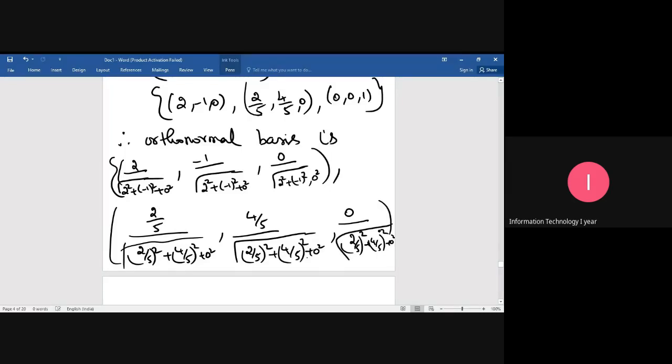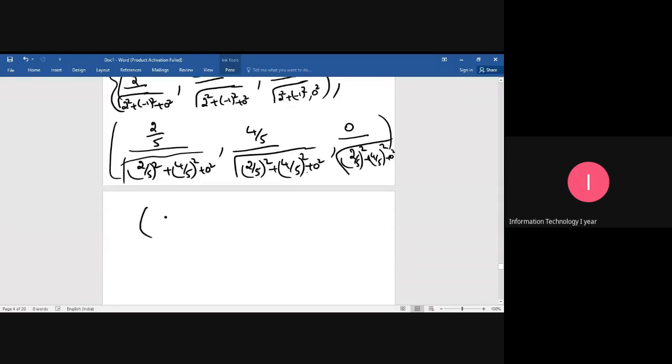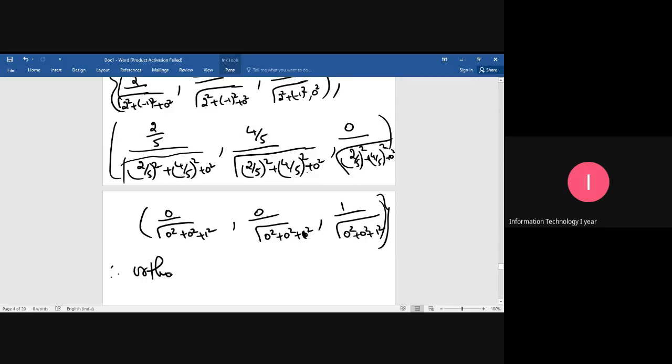This is the second vector. Third vector, 0 divided by, the third vector is very simple, right? 0 divided by square root of 0 square plus 0 square plus 1 square, comma 0 divided by square root of 0 square plus 0 square plus 1 square, comma 1 divided by square root of 0 square plus 0 square plus 1 square. So take it for simplification. Because here the denominator is a big number, that's why I have written it out.